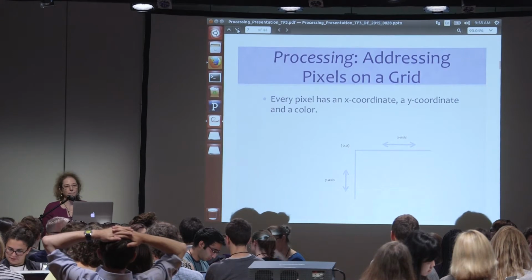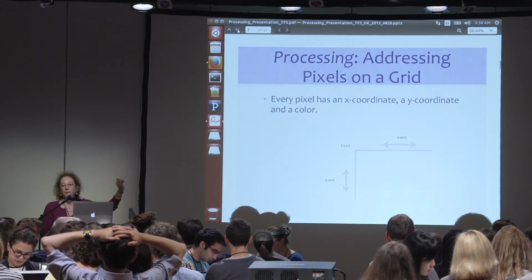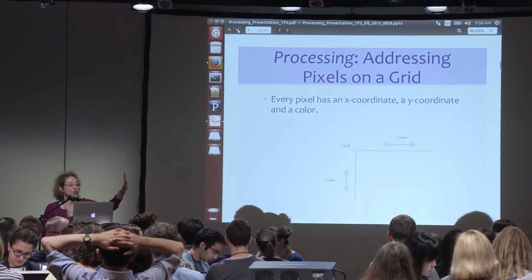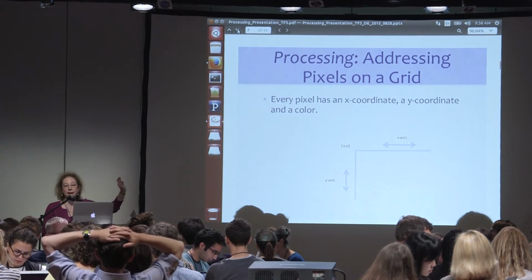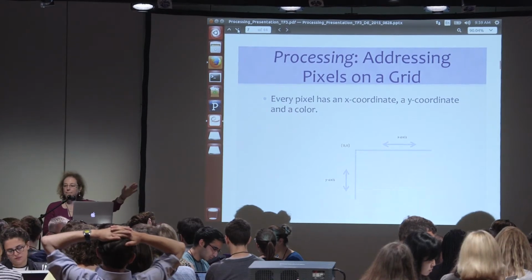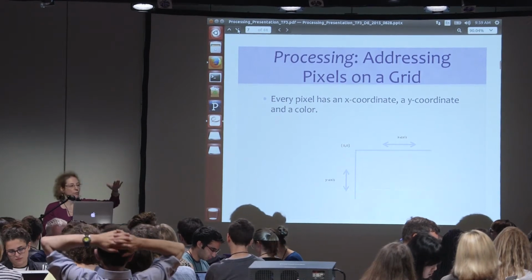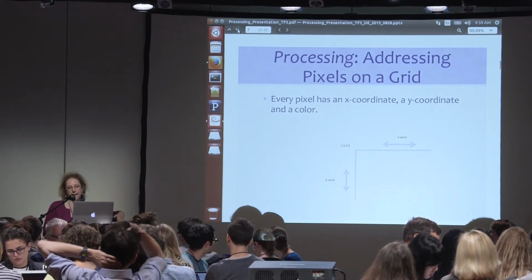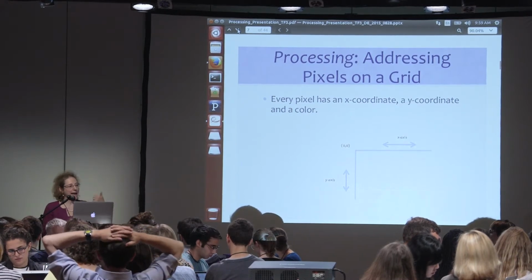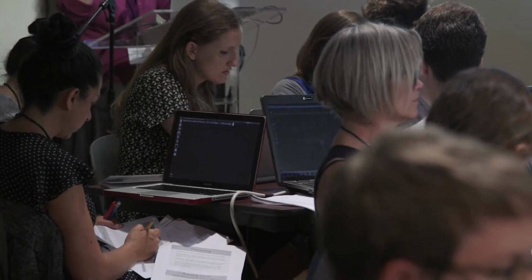In processing, by convention, we look at the upper left-hand corner of any image, and we address that as 0, 0. As you move to the right, the numbers go up. That's the horizontal axis, the x-axis. And as you move down, the numbers also increase, and we call that the y-axis. So if we know the x-coordinate, the y-coordinate, and the color of every pixel in the frame of the image you're working in, we can build a picture.